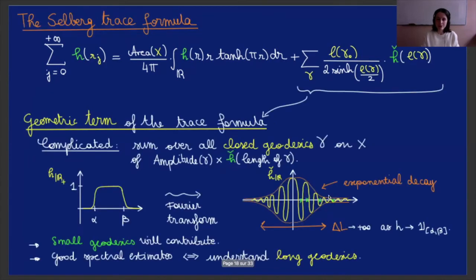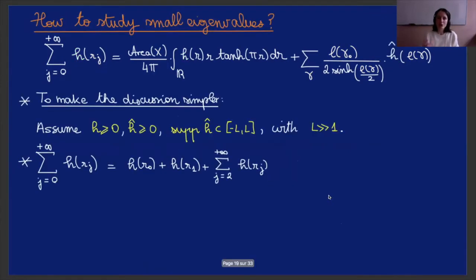Now, this is the way to prove the result about the density. Now I'm going to explain a bit how you can try to prove things about the spectral gap using the trace formula. In order to make the discussion simpler, I'm going to assume that you take a test function which is positive, of positive Fourier transform, sorry for the reverse hat, and such that the support of the Fourier transform is compact, so it's in [-L, L]. As I said, in order to have a precise thing, we expect the support to spread, so L is going to be large.